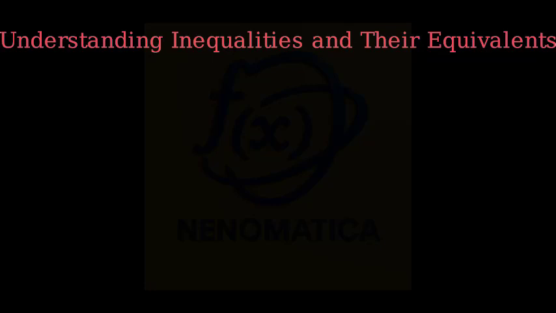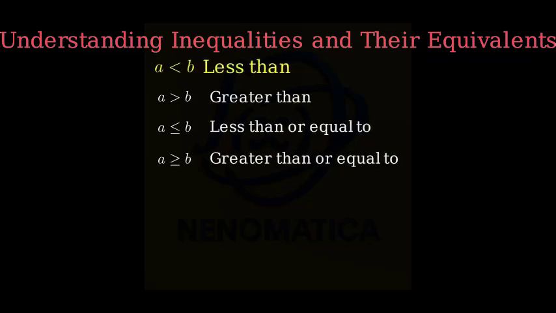Today we'll explore how to rewrite different types of inequality expressions in their equivalent forms. Let's start by understanding the basic inequality symbols. We have four main inequality symbols. Less than, represented by a < b, greater than, represented by a > b, less than or equal to, represented by a ≤ b, and greater than or equal to, represented by a ≥ b.